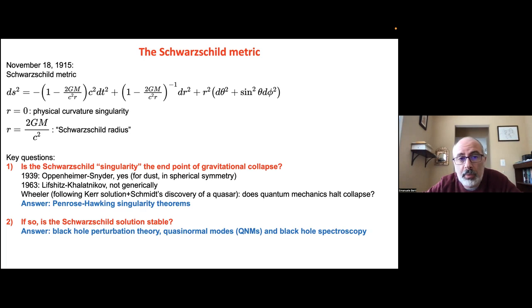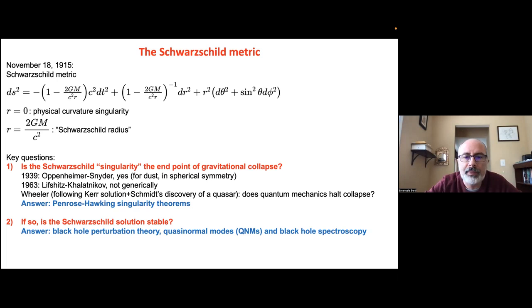But from the very beginning, the key questions concerning black holes and the Schwarzschild metric in particular were whether the Schwarzschild singularity represents the endpoint of gravitational collapse. A first positive answer was given by Oppenheimer and Snyder, but under very idealistic assumptions: they considered pressureless matter or dust and spherical symmetry. And later on, it was argued by other illustrious people like Lifshitz and Khalatnikov that the outcome of a collapse would not be a Schwarzschild singularity generically.